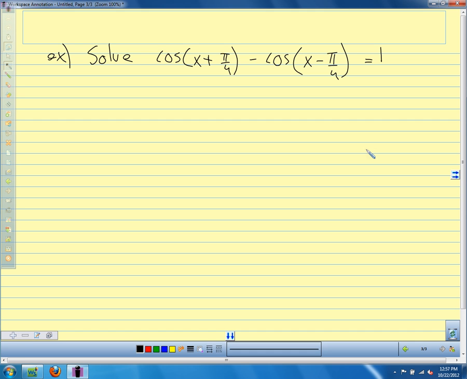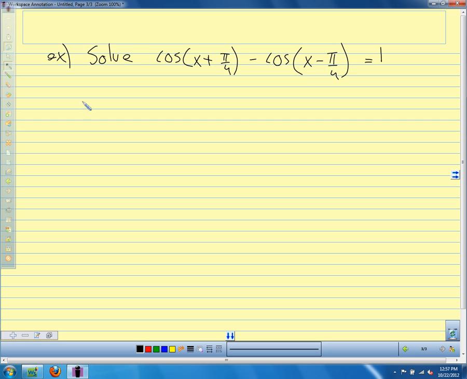So normally our big picture idea when we were solving trig equations is we wanted to get the trig function on one side and everything else on the other. Well, I've got these trig functions, but they're kind of messy because I have an x plus something and an x minus something here. So what I'm going to do is rewrite each of these using the sum formula for cosine and the difference formula for cosine.